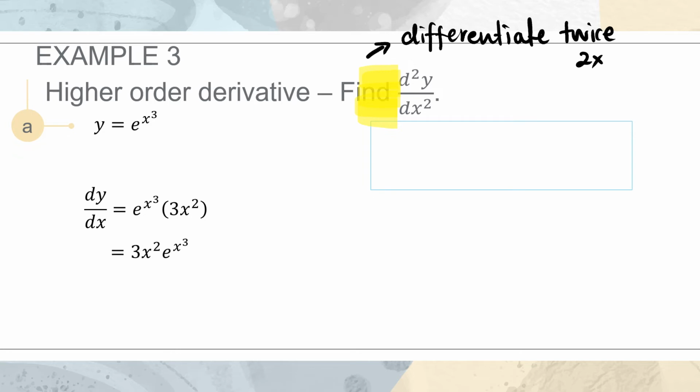And before I find my second derivative, I need to see here properly that we have the product of two functions here, where my first function is 3x squared and the second function is e^(x cubed). So if you need to differentiate this, we need to use the product rule.